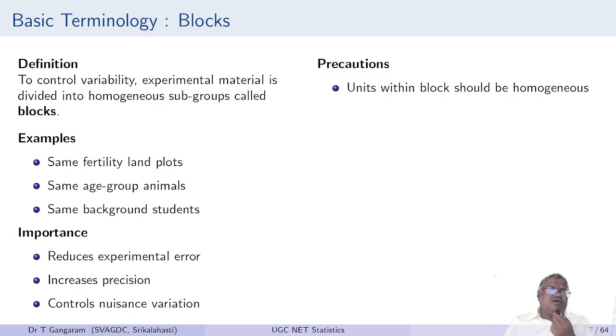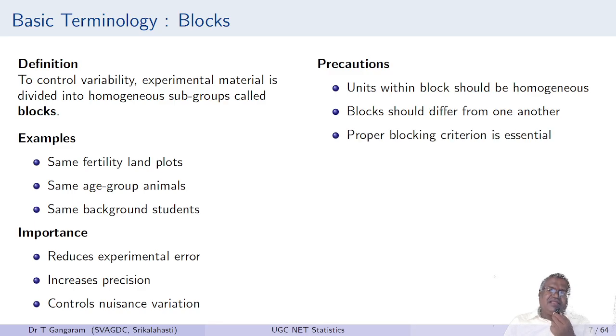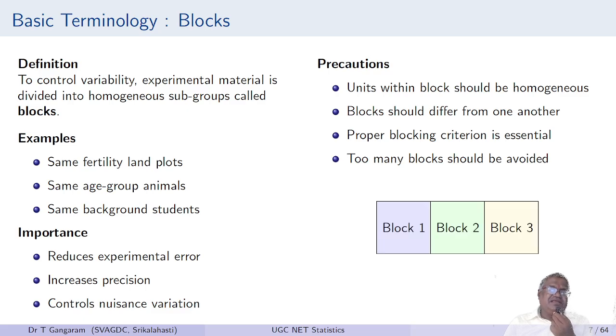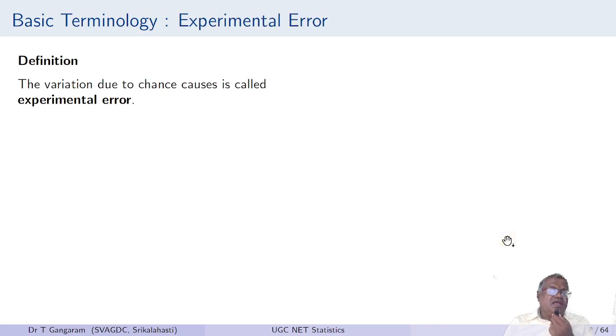Some precautions are: units within the blocks are homogeneous, and they differ from one another across blocks. A proper blocking criterion is essential. What is the blocking criterion we are adopting is important. Too many blocks should be avoided. If the block size increases, the treatments must increase and the replications must increase. Block 1 is as homogeneous as possible within the block. Block 1 is all the same type, the same category of items. Block 2, block 3.